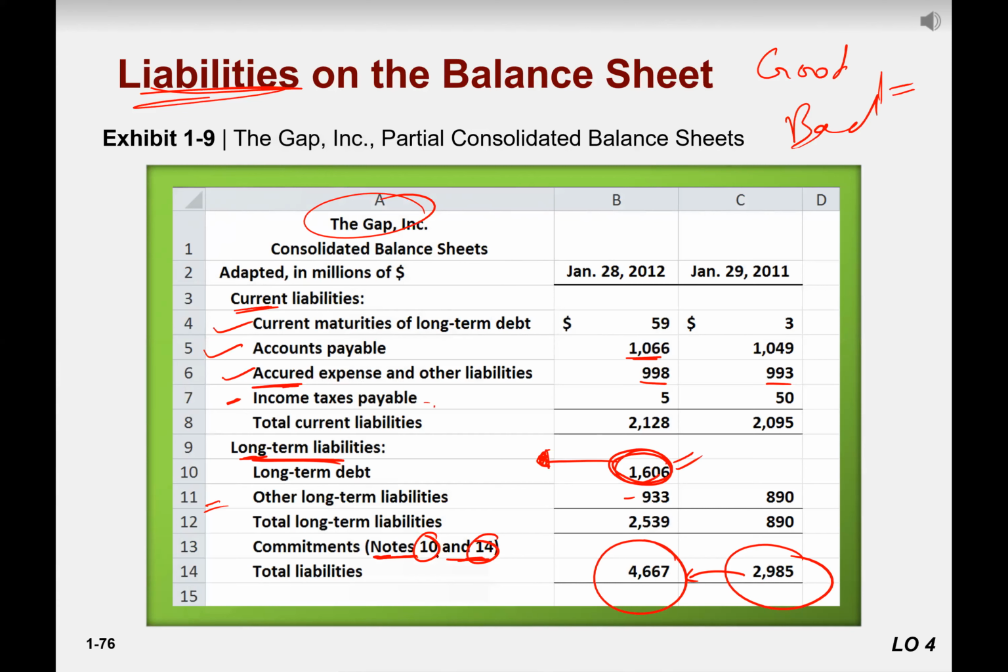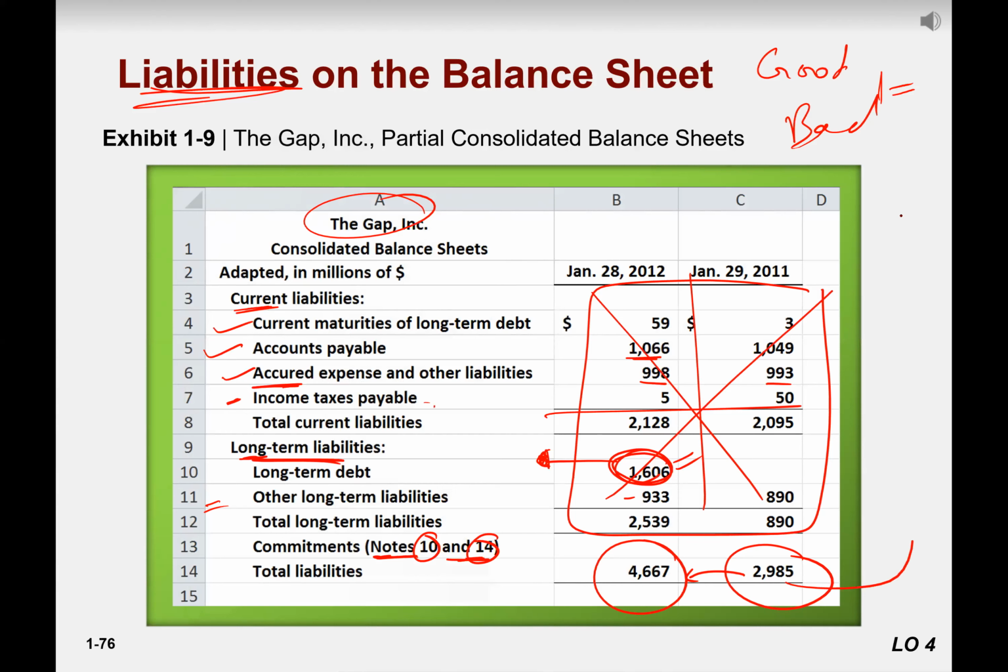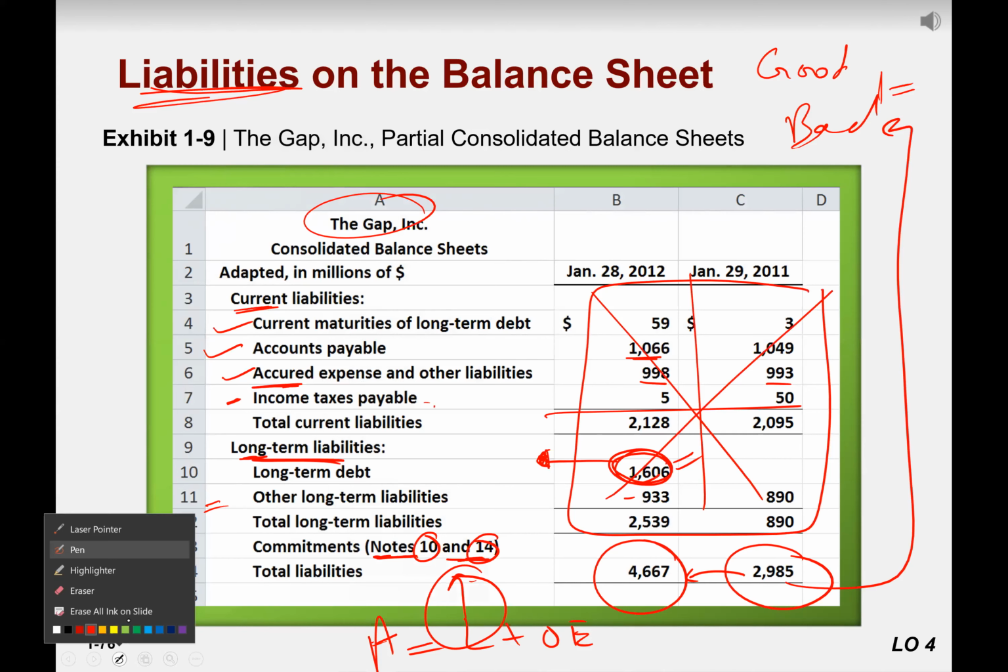Okay, now is this good or bad? If we just ignore all this stuff and base our argument on the fact that our liabilities have increased, we definitely say that it's bad. Why? Because look at this: assets is equal to liabilities plus owner's equity. If liabilities are increasing, it means this business is going out of our hands. More portion is going to be for outsiders' claim.